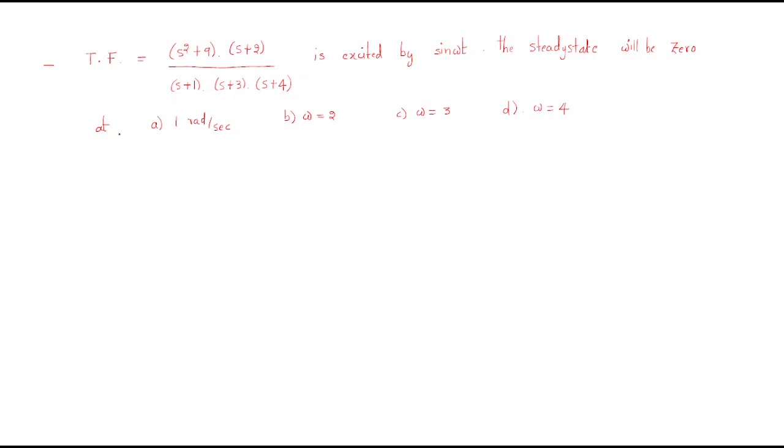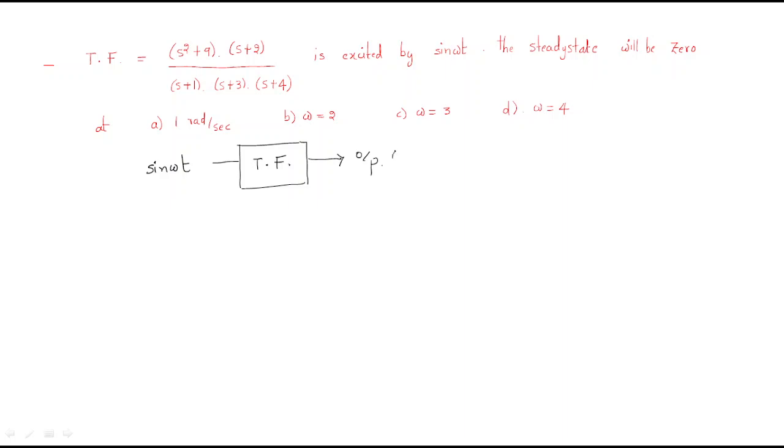So first, what is the given signal? Sine omega t is the given signal. He directly mentioned the transfer function. So he is applying the transfer function, and we will get some output.